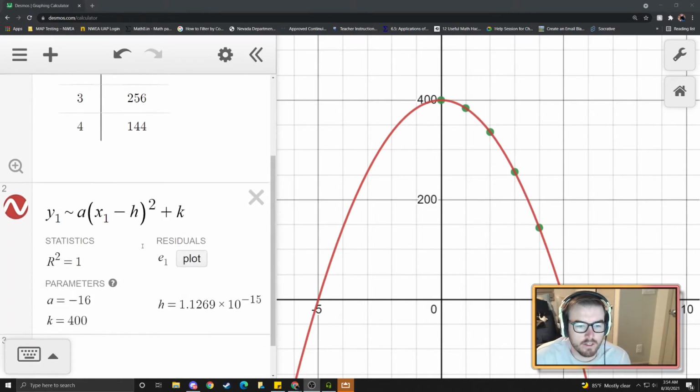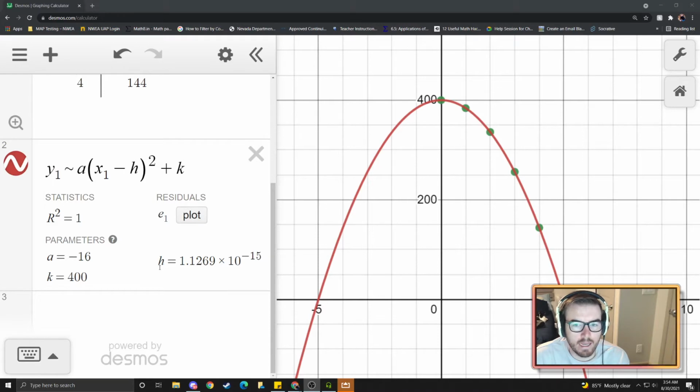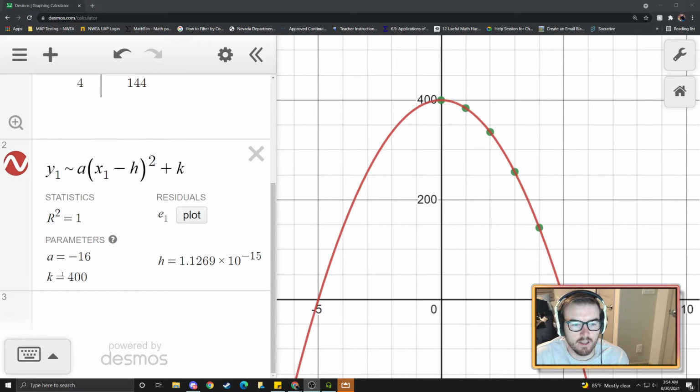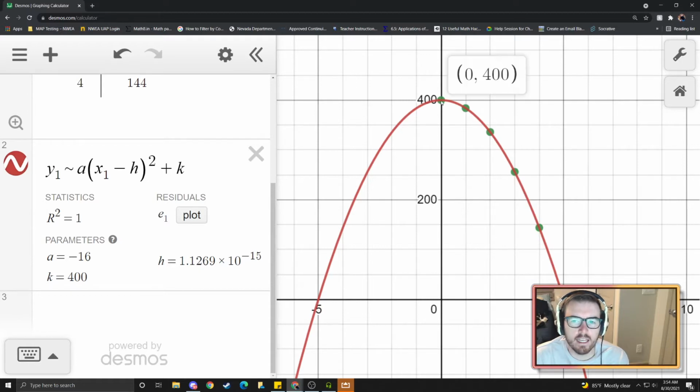And you can see over here on the left how it's automatically calculating everything, right? It's got the a value, it's got the k value. Ooh, Desmos is being weird here. We can see that the vertex is at (0, 400), so h should just be 0. It did not shift left or right. This is scientific notation, right? I don't know why it doesn't say 0. We might have to stay on the lookout for that, right? So we need to see it visually as well. The vertex is at (0, 400).